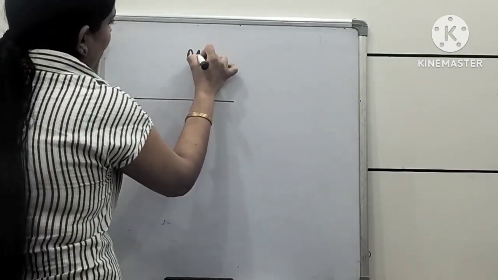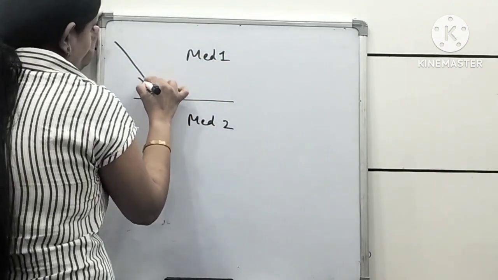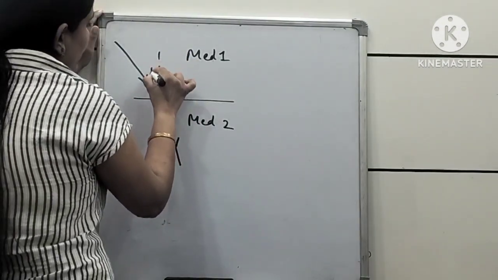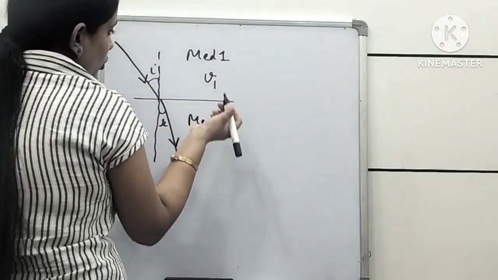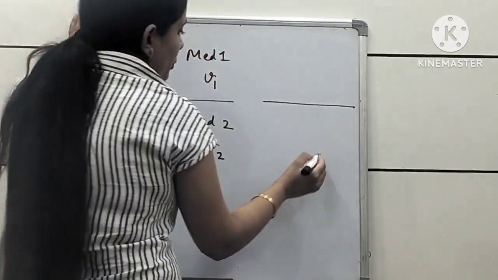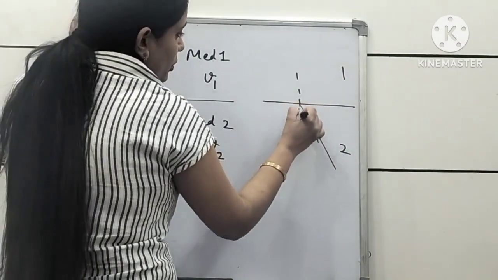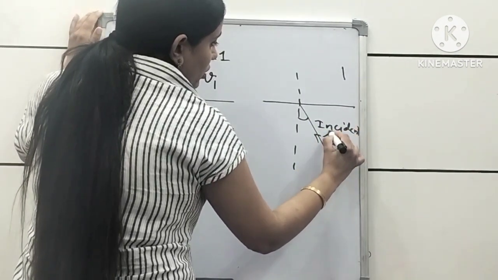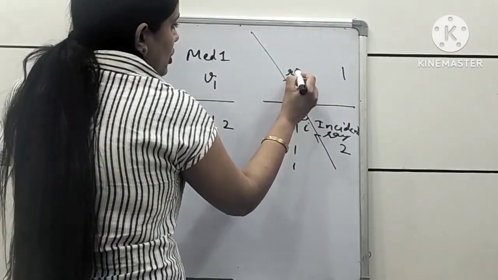When the light is going from medium 1 to medium 2, here we draw the normal. This is the angle of incidence, this is the angle of refraction. We consider here the speed of light is v1, here the speed of light is v2. And when the light goes from medium 2 to medium 1, this is the normal, this is the incident ray, this angle is the angle of incidence, this is the angle of refraction.